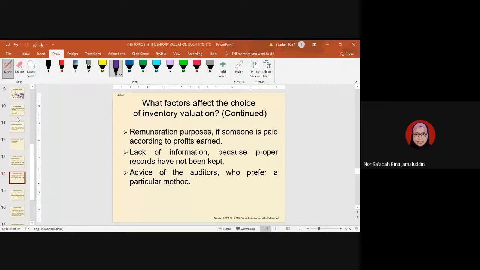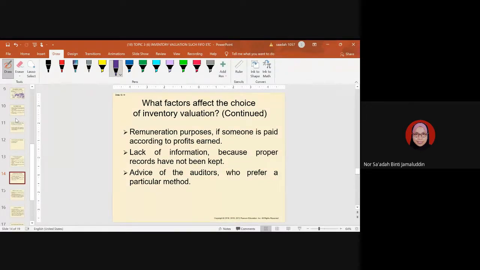Okay, selain daripada tu, faktor lain adalah remuneration purpose. Alright, sometimes if someone is paid according to profit earned, let's say some industry or some business decide to look how much their worker, contoh dia punya pekerja A jual banyak ni. So dia akan bagi remuneration based on berapa banyak dia jual, berapa banyak cost and so on lah. Okay, dengan ada maklumat tu dia boleh bagi remuneration.